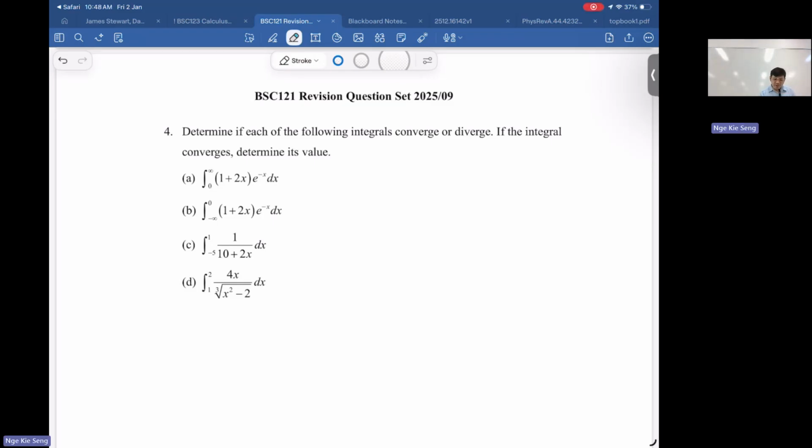Okay. So determine if the following integral converges or diverges. Okay, if it converges, determine its value. Okay, so if you look at this question here, why is this question even categorized in this improper integral here? Because did you realize that there's a point where this denominator isn't defined? It is when x equals square root 2.